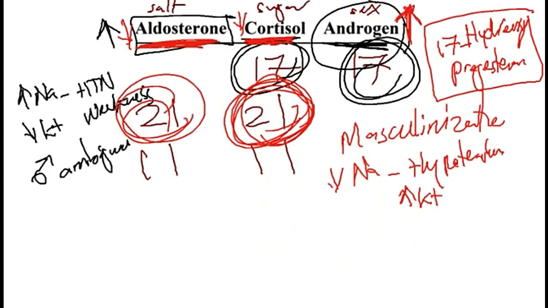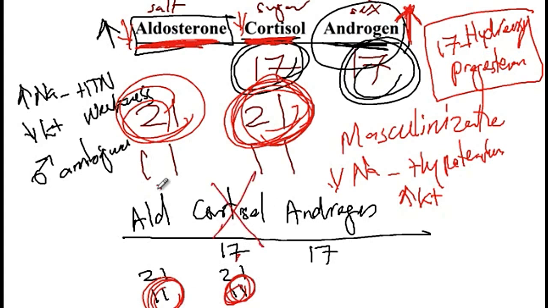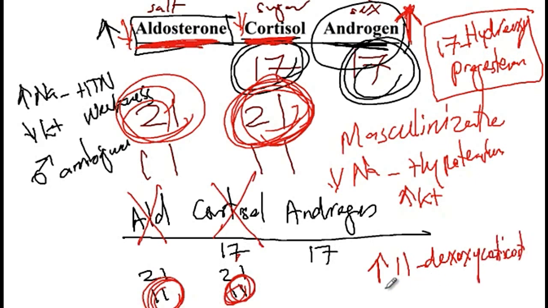And then the next condition is the lack of 11 beta hydroxylase. So it's a little crowded here, so I'm going to redraw it. So here we have aldosterone, cortisol, and androgen. We had 17, 17, 21, 21, and 11, 11. So if there is lack of the 11 beta hydroxylase enzyme, there would be no cortisol and no aldosterone in these patients. However, there would be an increased level of 11 deoxycorticosterone in these patients, and this 11 deoxycorticosterone is a mineralocorticoid, so it acts similar to aldosterone.